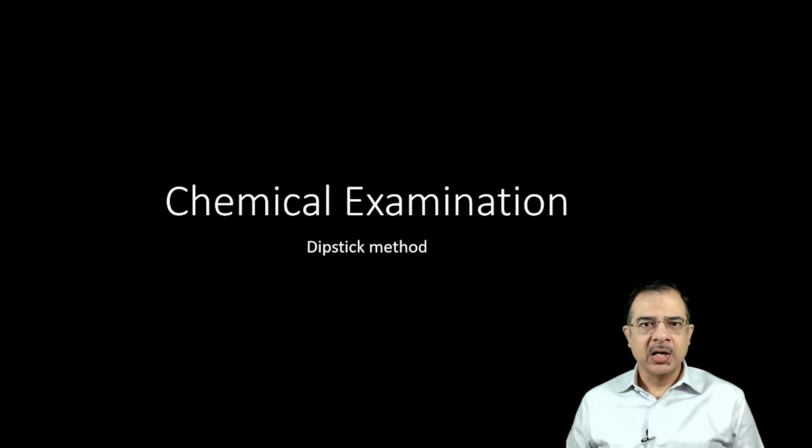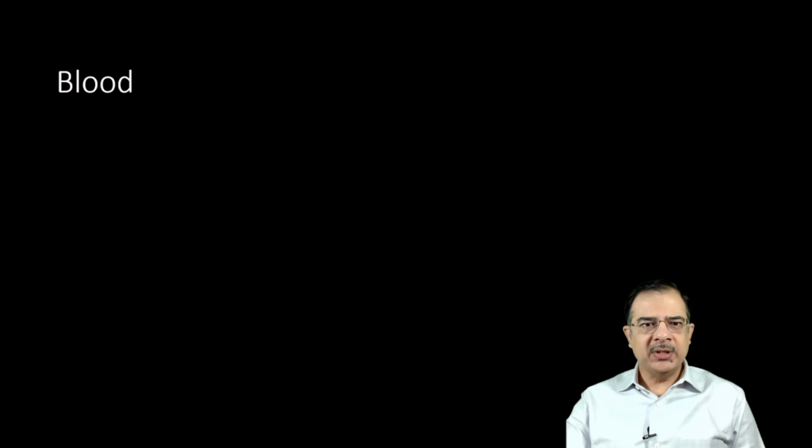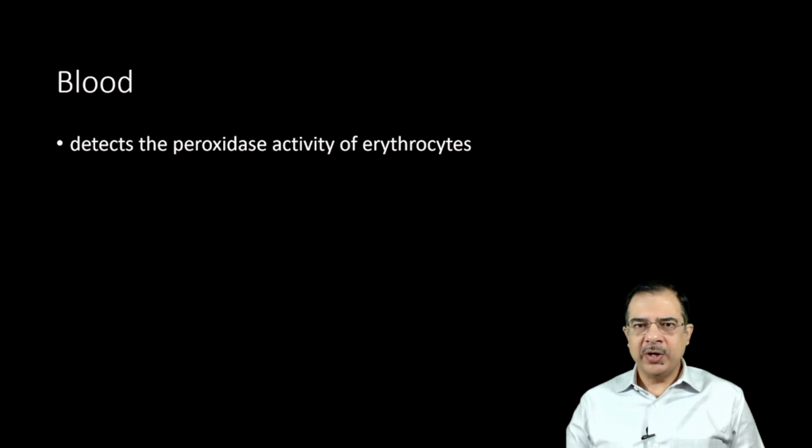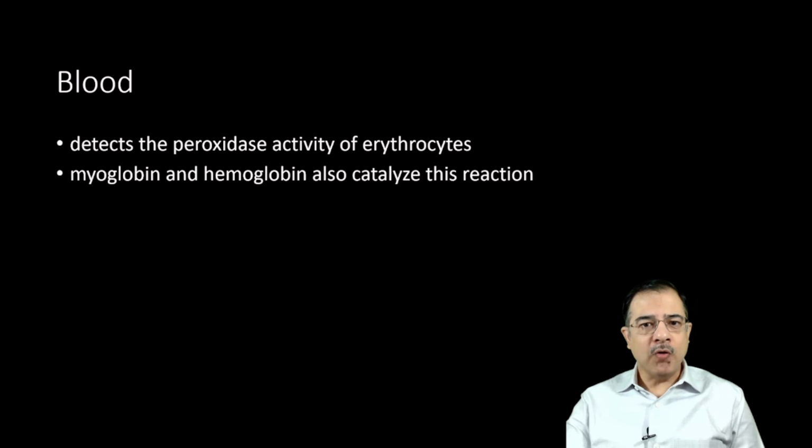Now the chemical examination. Chemical examination is the dipstick method. In the dipstick method, we check for blood, which detects the peroxidase activity of the erythrocytes, but it can be a false positive because this reaction can also be catalyzed by myoglobin and hemoglobin in the urine. So they can cause a false positive blood reaction. How will you differentiate? Just check the microscopy for RBCs. If RBCs are present along with blood positive in the dipstick, that is a true hematuria. But if blood is positive but RBCs are absent, then it could be myoglobinuria or hemoglobinuria.